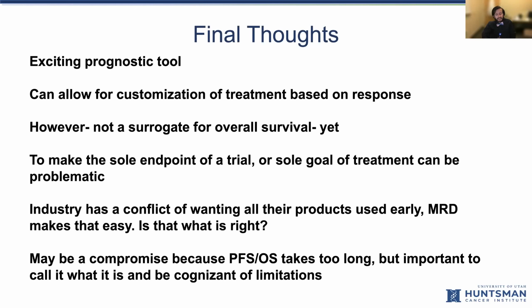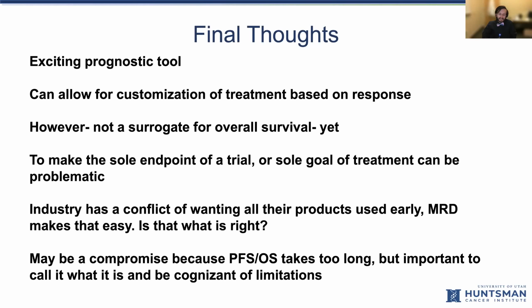No matter how many times you read the surrogate term thrown loosely, the goal of today is: it is not a surrogate until proven. It hopefully will become a surrogate someday, but we can't establish surrogacy based on the type of analysis we're doing nowadays. There are analyses ongoing, but it'll take time. To make the sole endpoint of a trial or make this the sole goal of treatment can be problematic.